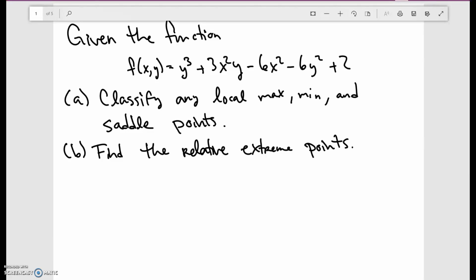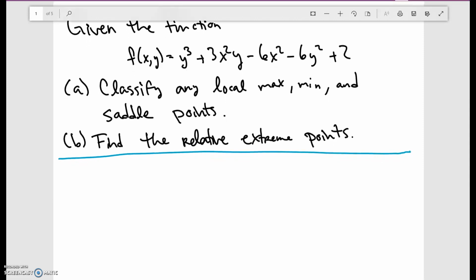Here we are given a function, f of x comma y is equal to y cubed plus 3x squared y minus 6x squared minus 6y squared plus 2. And what we want to do with this function, we want to classify any local max, min, and saddle points, and we want to find the relative extreme points. Okay, so this will be a little bit of a long problem, but let's go ahead and tackle this out.